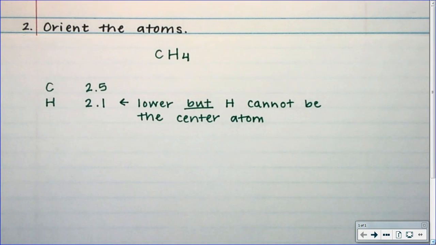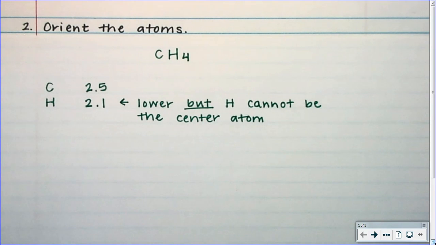Again, we have to break apart our formula into the elements and look at each electronegativity value separately. As you can see already, carbon has an electronegativity value of 2.5 and hydrogen has an electronegativity value of 2.1. We need to put the lowest one in the middle, with the exception that hydrogen can never be the center atom, as you can see by the note that is on your screen.